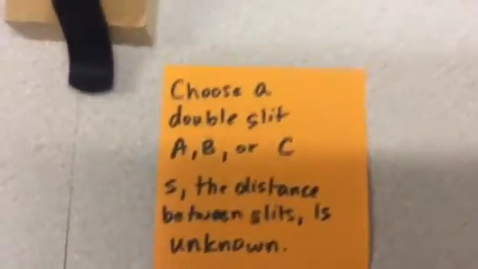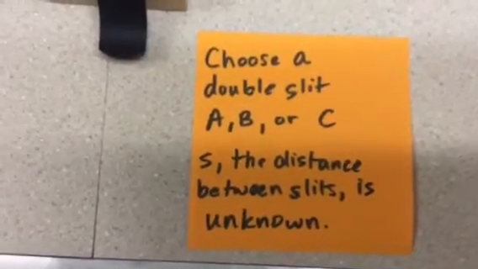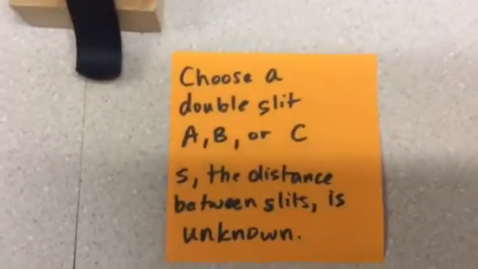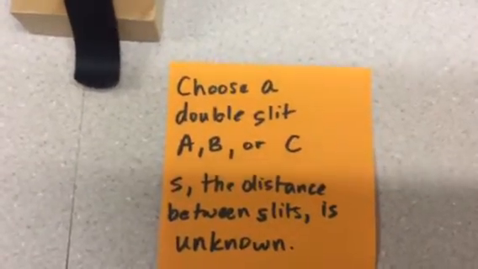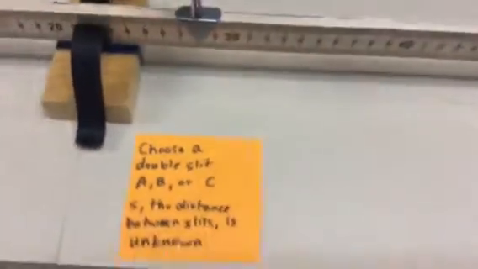The color is red. Again, you can choose double slit A, B, or C on the slide, and your unknown in this lab is S, the distance between the slits. That's what you're going to determine. You'll see that I've got this set up on meter sticks so that you can measure this distance, L, between the slits and the screen.